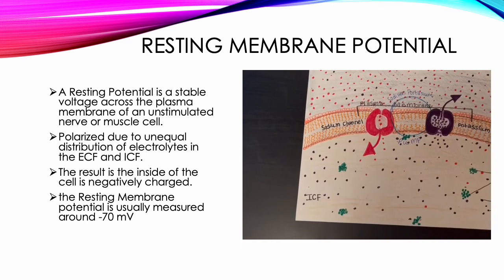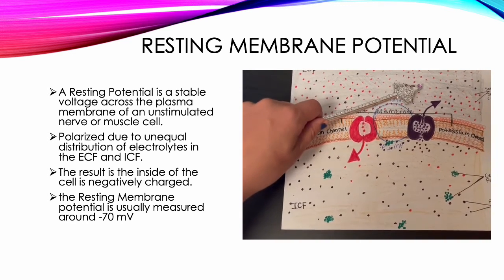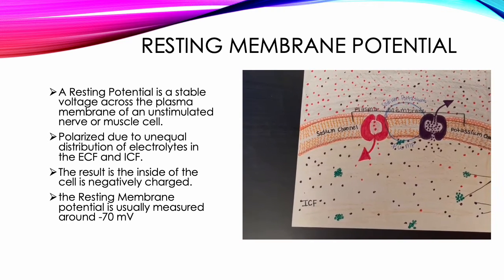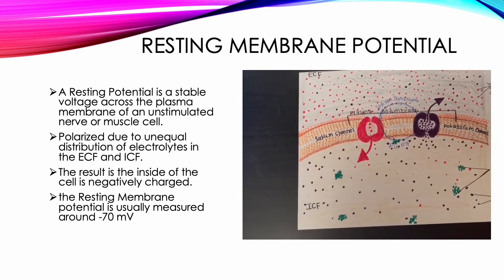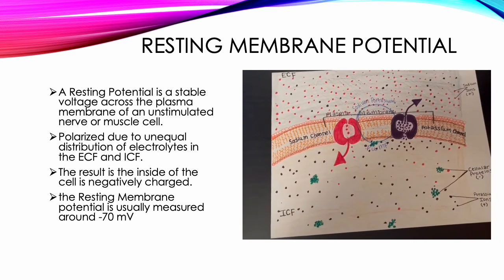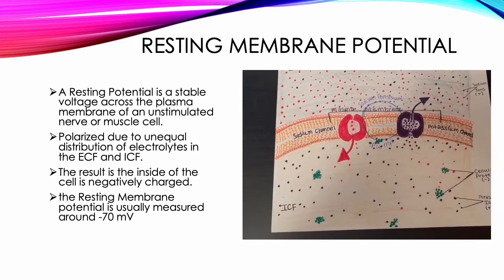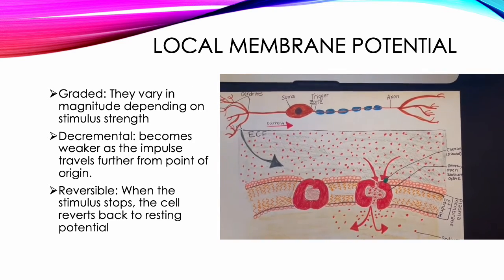Positive potassium ions are pumped to the extracellular fluid and are concentrated. The end result here is that the inside of the cell is negatively charged, and the resting membrane potential is measured at about negative 70 millivolts.